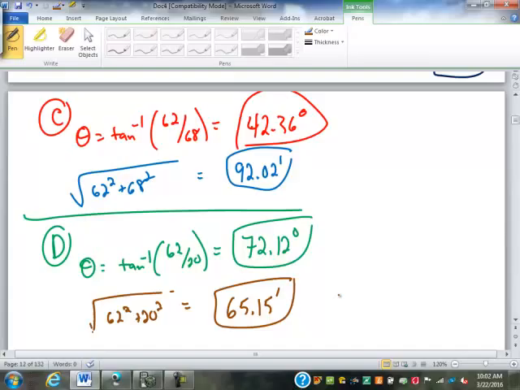How many of you got this down and think you could do it on a quiz? Still trying to figure it out?